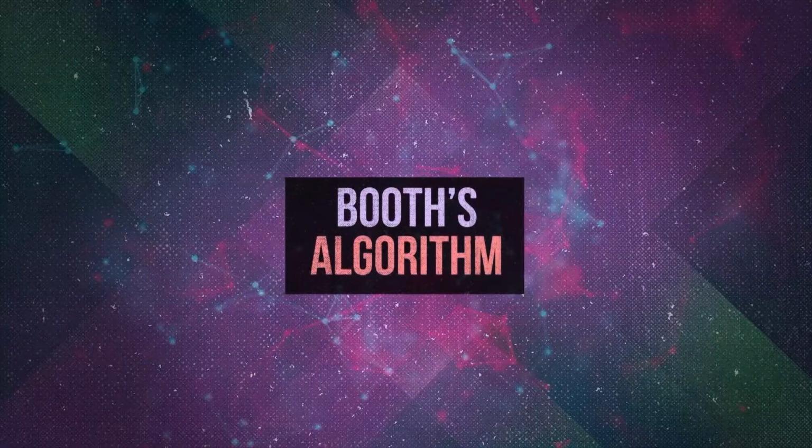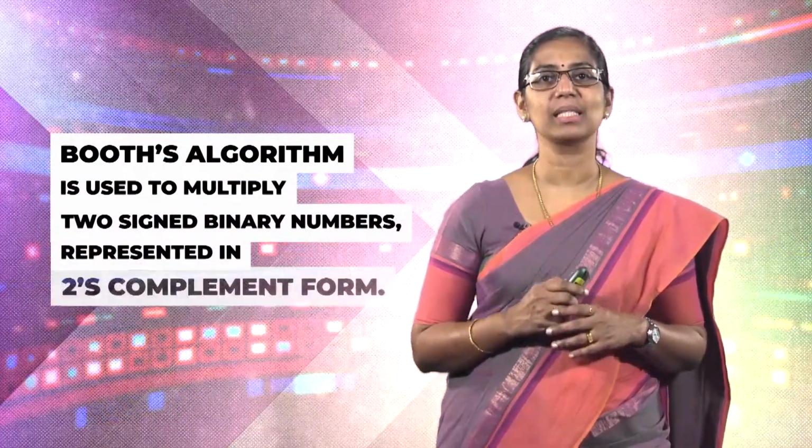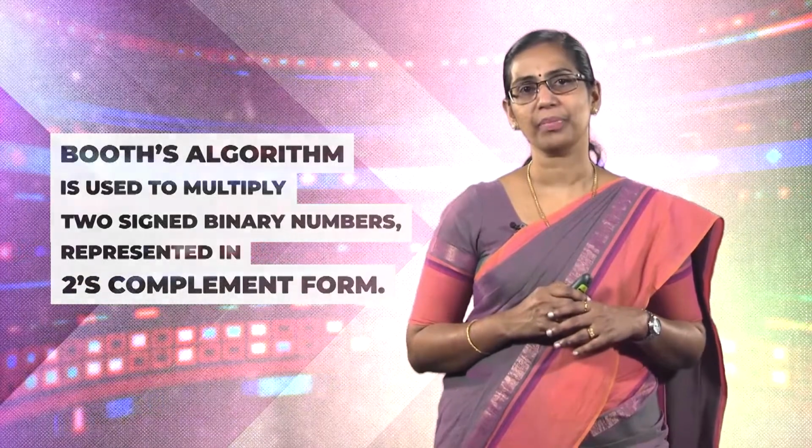Booth's algorithm. The next topic of study is Booth's algorithm for multiplication. It is used to multiply two signed binary numbers represented in 2's complement form. This algorithm was proposed by Andrew Donald Booth in 1951. He employed shift operations to create this faster multiplication algorithm. The algorithm operates on two facts.